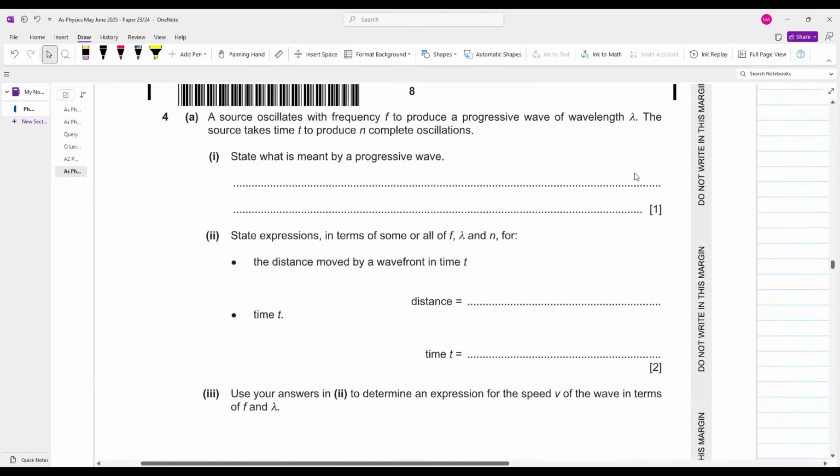Let's move ahead. A source oscillates with frequency f to produce a progressive wave of wavelength lambda. The source takes time t to produce n number of oscillations. Okay, the frequency is capital F. State what is meant by progressive wave. Progressive wave का क्या मतलब होता है? A wave that travels and transfers energy. A wave that travels and propagates energy. Okay.